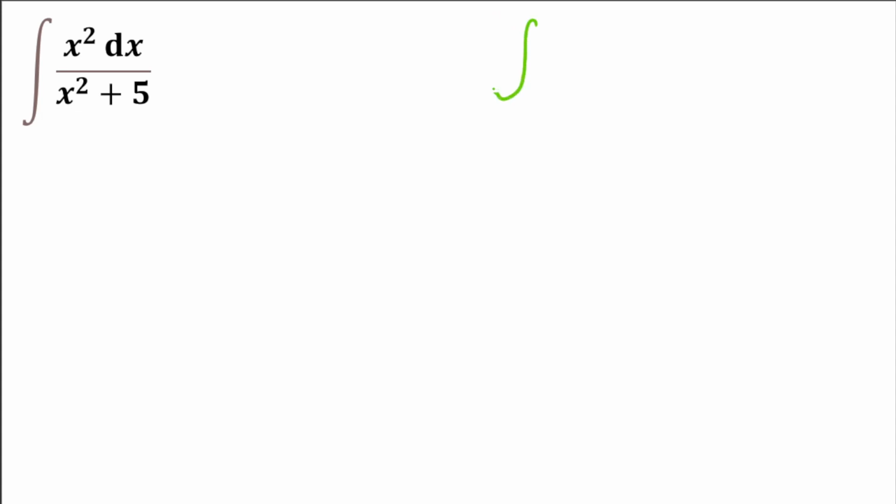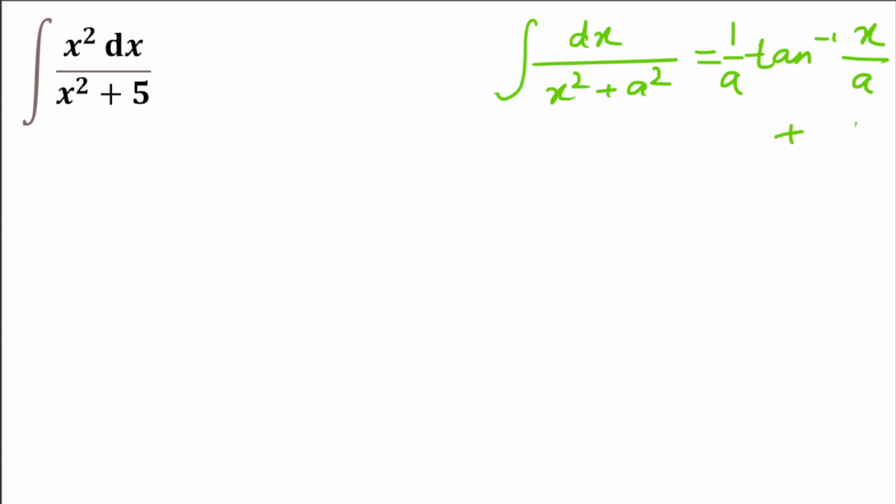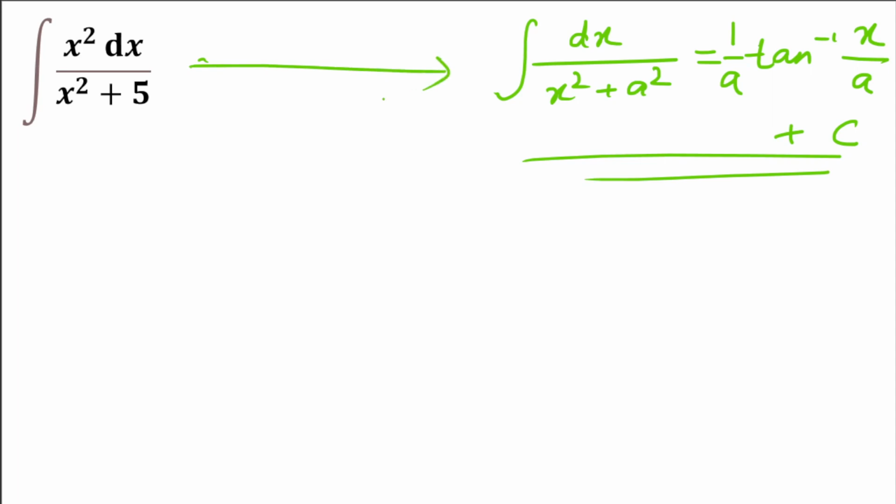So another integration is known, which is dx by x square plus a square. If you do this, it will be tan inverse x by a. Of course, there will be 1 by a term somewhere here, and we can't forget the constant c. So we will try to express this whole thing in this format. In order to do that, in the integration, first in the numerator, we have to express the same thing as in the denominator, and then we have to minus the extra term 5.